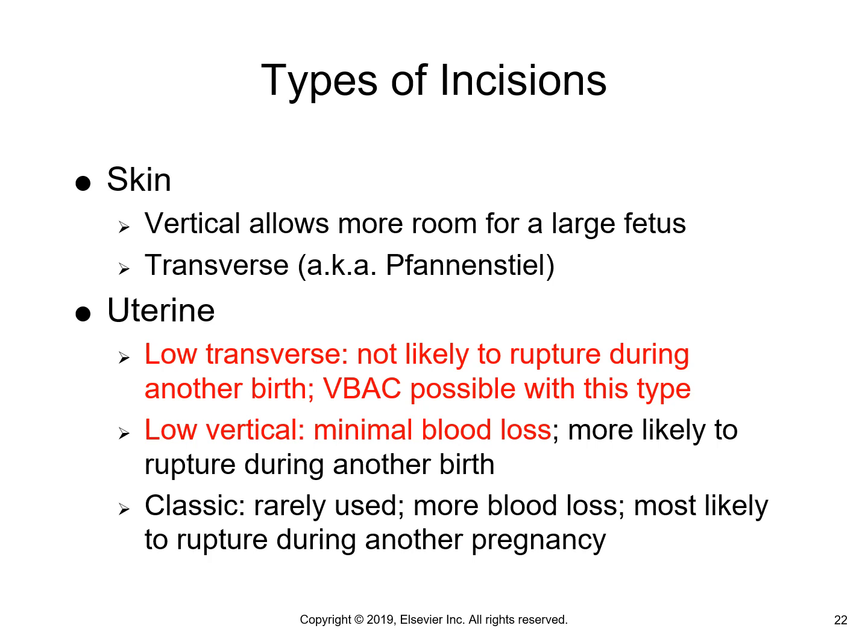And then you have your low vertical incision. The good thing about your low vertical is there's minimal blood loss. However, the bad thing is that it's more likely to rupture during another birth. Same thing as your classic, the third picture. This one is now rarely used because of the risk for more blood loss. And just like your low vertical, this one is most likely to rupture during another pregnancy.